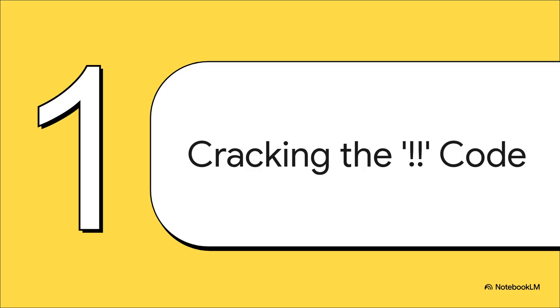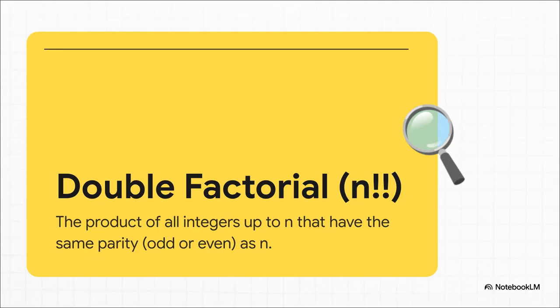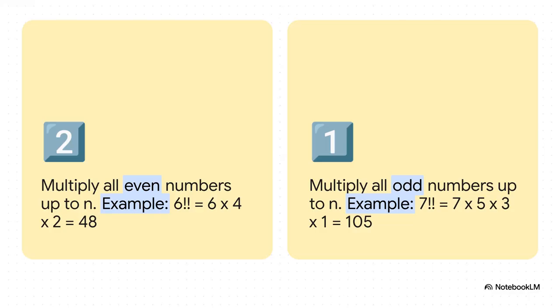All right, first things first. Our main clue is this strange-looking exclamation symbol. We've got to figure out what it really means. Let's investigate. So this symbol is called a double factorial. And it kind of looks like you just do a factorial of a factorial, but nope. It's actually something totally different. It's a special kind of multiplication that works one way for even numbers and another way for odd numbers. It's actually pretty simple once you see it.